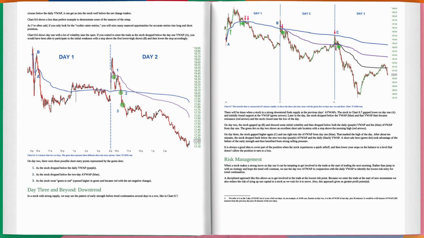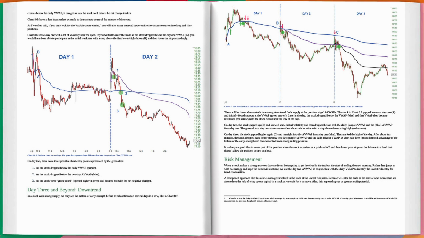After about 10 minutes, the stock dropped back below the new 2-day purple AVWAP and the daily black VWAP. A short sale here, green dot, took advantage of the failure of the early strength and then benefited from strong selling pressure. It is always a good idea to cover part of the position when the stock experiences a quick sell-off, and then lower your stops on the balance to a level that doesn't allow the position to turn to a loss.